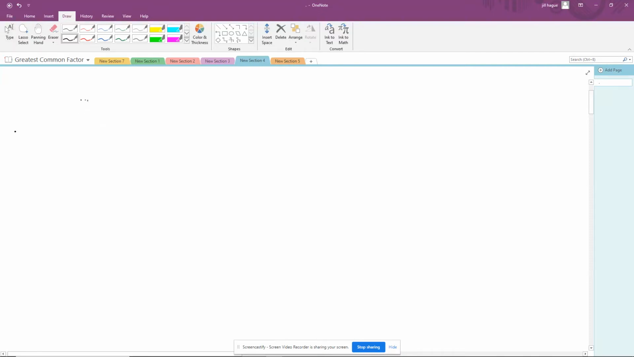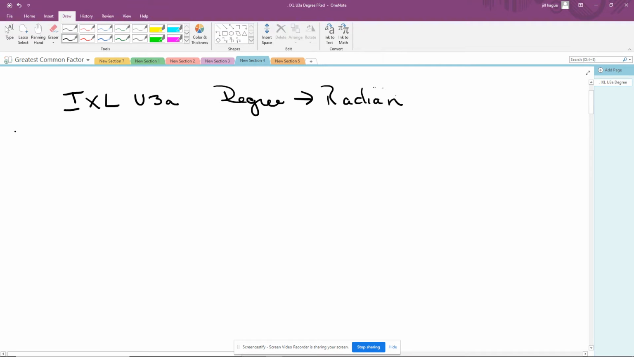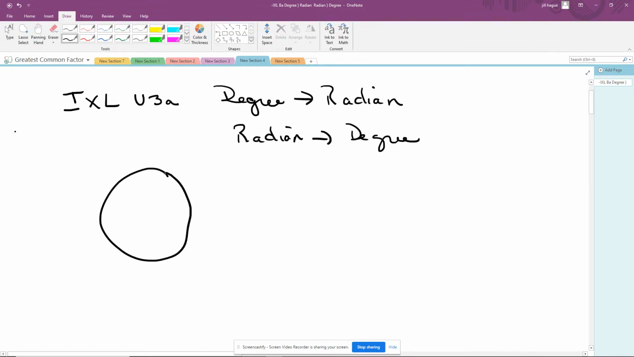All right, so this is going to be a quick lesson on IXL Unit U3a, which is converting from degrees to radians and going from radians to degrees. Okay, so we're talking about angles here, and we want to look at that unit circle that we had before, right?